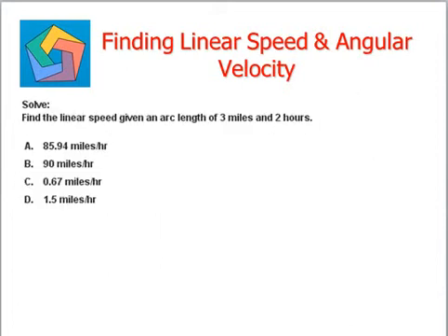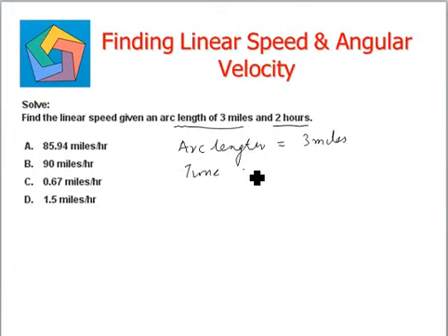Moving on to the next question. Solve. Find the linear speed given an arc length of 3 miles and 2 hours. So the arc length is equals to 3 miles and the time used to cover this 3 miles is 2 hours. So we have to find out the linear speed.